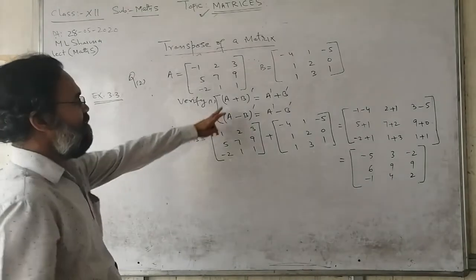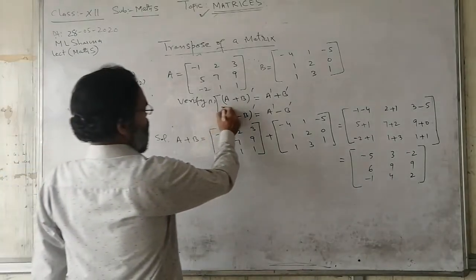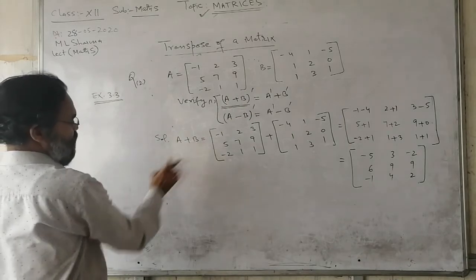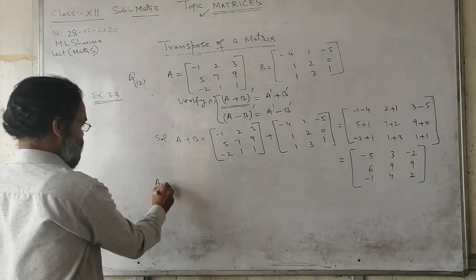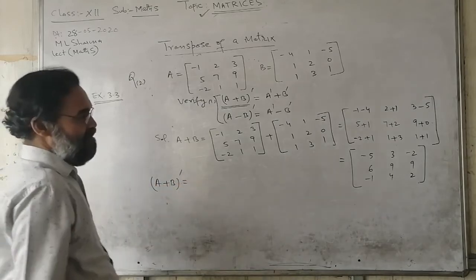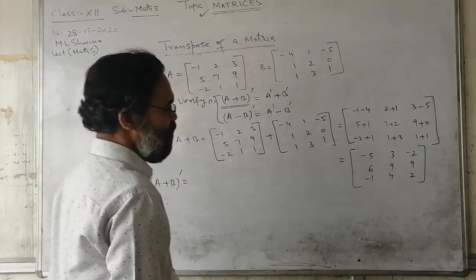Now I have to find the transpose of A plus B. So its transpose will be row into column.